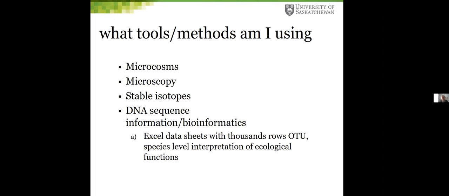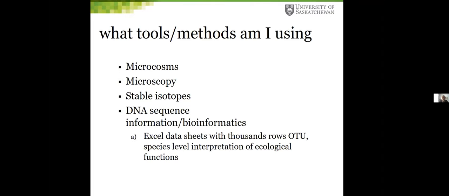So the tools really are microcosms on the one hand, a lot of microscopy, stable isotopes. So we've managed to develop some techniques where I can now get samples as small as one mite or just 4, 5, 10 nematodes into the machine and get a reading. So it allows us to really tear apart these microcosms into the details of individual by individual what they're doing. And then the rest is a lot of DNA sequence information from all of the sampling, working with bioinformatics colleagues around the world.